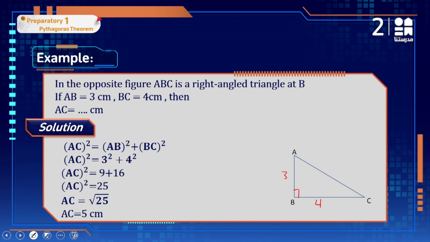So AC equals 5. Let me ask you a question. Why we didn't put positive and negative? Because we have length. We are talking about side length. Okay, so AC equals 5 centimeters.